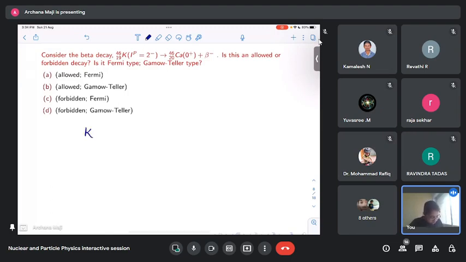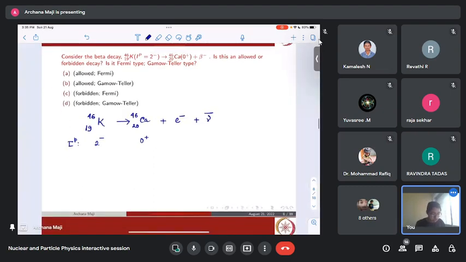So the decay process is beta minus decay: calcium-46 goes to potassium-46 plus electron plus antineutrino, and the spin-parity of the parent nucleus is 2 minus, of the daughter it is 0 plus. Okay, so let us first look at the parity conservation.